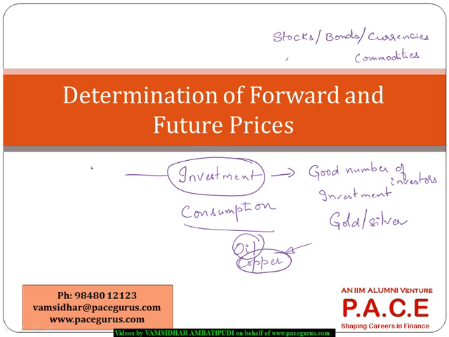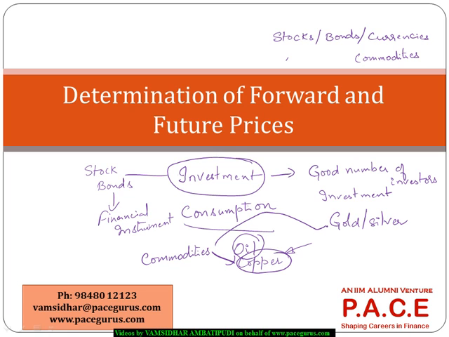Whereas when I talk about, let's say, stocks or bonds or any financial instruments, I'm trying to invest in them primarily from the perspective of investment. But among commodities, some come under consumption commodities, and some other commodities come under investment commodities. We need a clear-cut differentiation between these two groups of assets because the valuations differ between them.